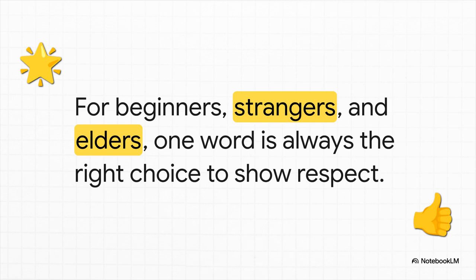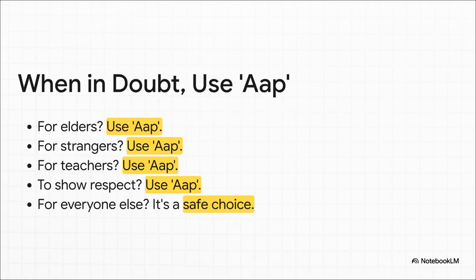The one choice that guarantees you'll always sound polite and respectful, no matter who you're talking to. It's aap. When in doubt, always use aap. You can literally never go wrong by being too respectful. Talking to an elder, use aap. A stranger on the street, aap. Your boss, a teacher, a shopkeeper, aap is always your safest, smartest, and most polite choice. It is the absolute key to navigating conversations with confidence.